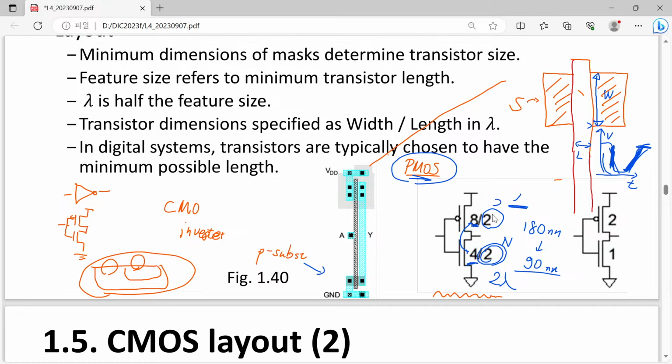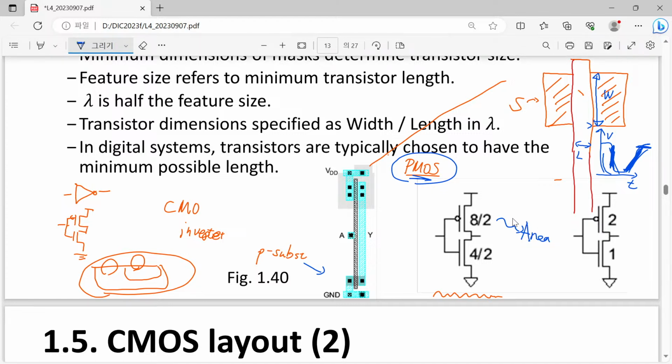So usually in many cases in digital circuits, we try to have the shortest gate length. The shortest gate length is good, first of all, for our area. If you have a small device, then you can save your silicon area. Also, it is known that if you have a short length, then your device speed is higher. And another one is, since you have a shorter one, you can also have a narrow device. I mean that.